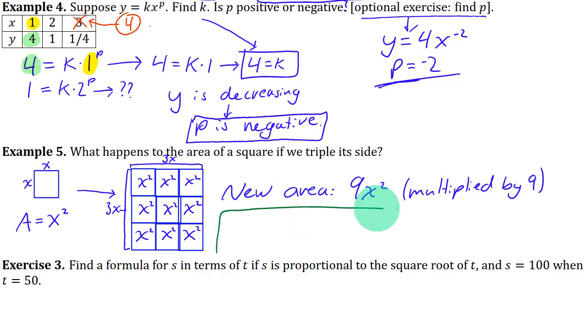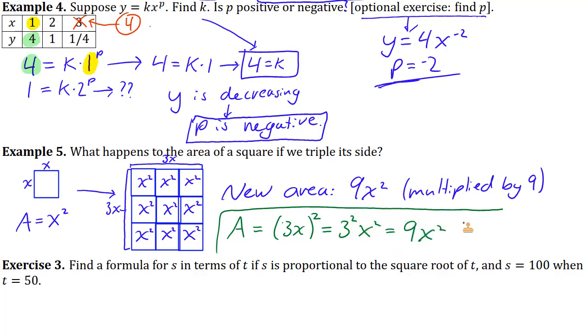Another way to see this is, let's just take the formula for area. The area of a square is whatever the side length is squared. But what if we now say it's 3x and you square that? Well, 3x squared, you can use the exponent rule to write this as 3 squared times x squared, which is, of course, 9 times x squared. So that's another way to get that same result.